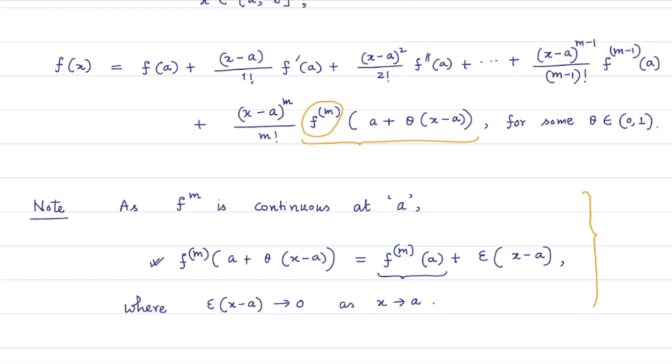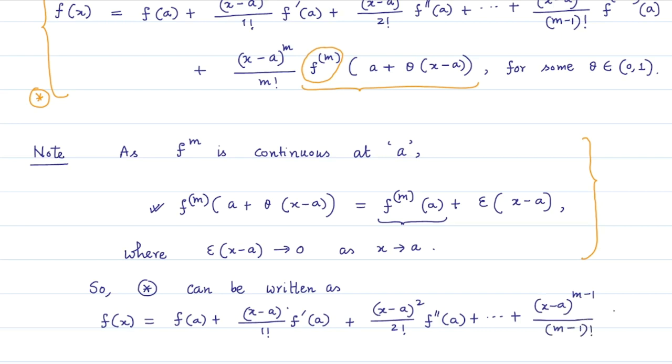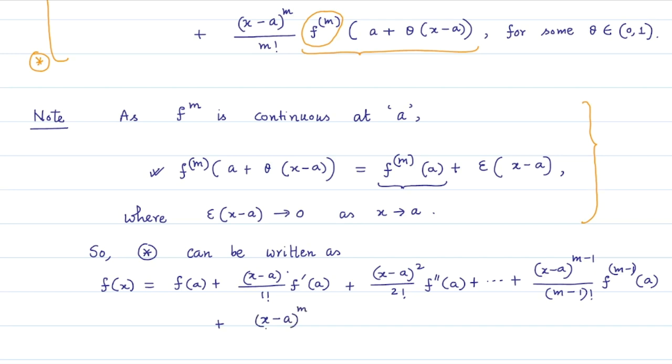By using this observation, we can write from this equation that f(x) is equal to f(a) plus (x minus a) times f dash a plus (x minus a) square divided by 2 factorial times f double dash a plus so on till (x minus a) to the power m minus 1 divided by m minus 1 factorial f (m minus 1) at a plus (x minus a) whole to the power m divided by m factorial. Now this portion we replace by this expression, which then gives us this term plus (x minus a) whole to the power m divided by m factorial times the function epsilon of x minus a.